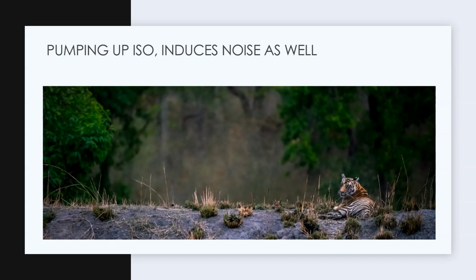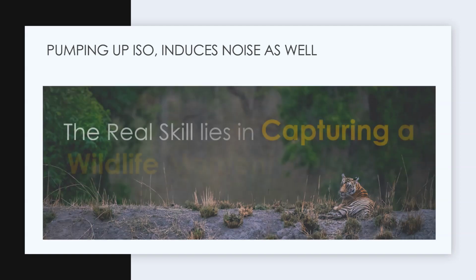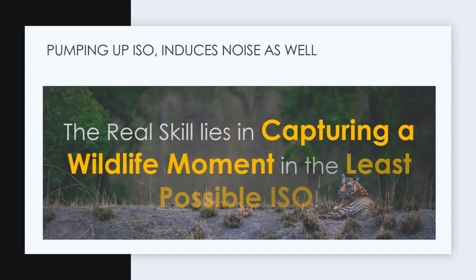So this statement that I'm going to give you now, keep it at the back of your mind always. The real skill lies in capturing a wildlife moment at the least possible ISO. So you are going with your friend, you both are shooting the same moment. You got the moment at an ISO of 1500, but your friend was able to capture the same moment at ISO 100, then he would get a much cleaner, good looking image of the same moment.